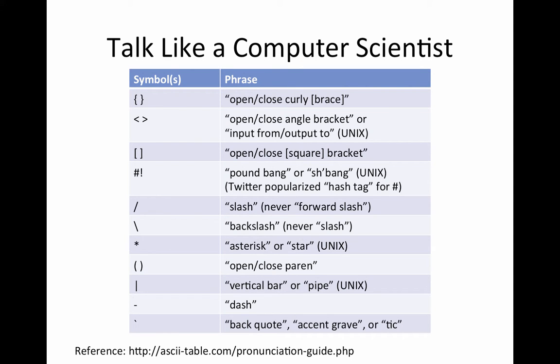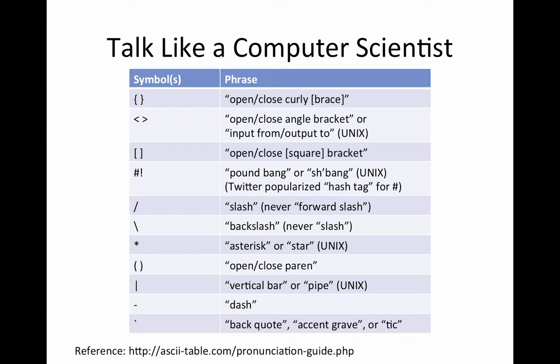Here is a table that introduces some terminology so that we feel more comfortable with a few of the symbols that are uncommon in natural languages but quite common in programming languages. We have already seen the curly braces, the open and the close curly. We will also see the angle bracket. We will also see the square bracket.